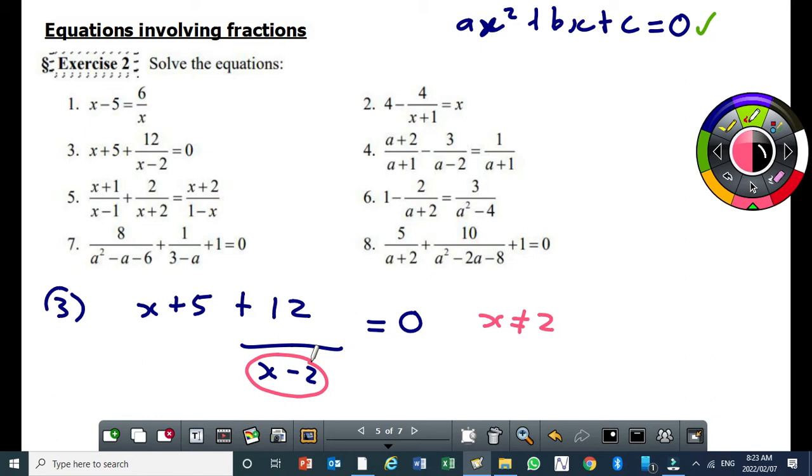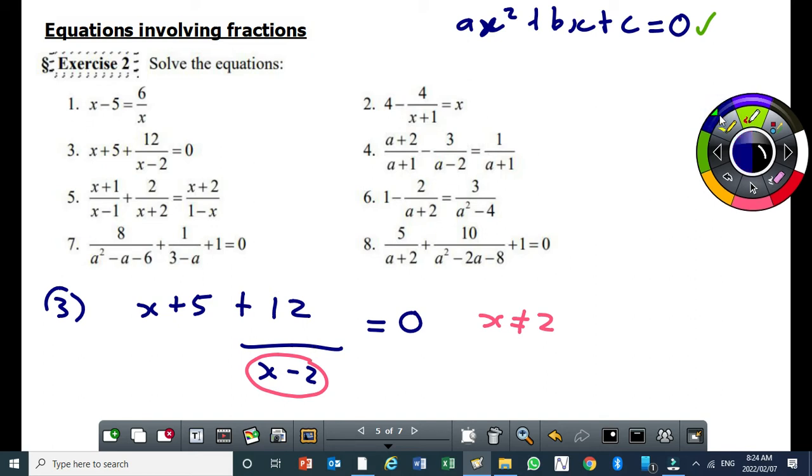If you solve it and you say x is equal to 2, it won't be true. Because if you substitute x equal to 2, you'll find that for the third term of this equation, the denominator becomes 0. And we don't want the denominator to be 0. Okay, so that's the first thing.